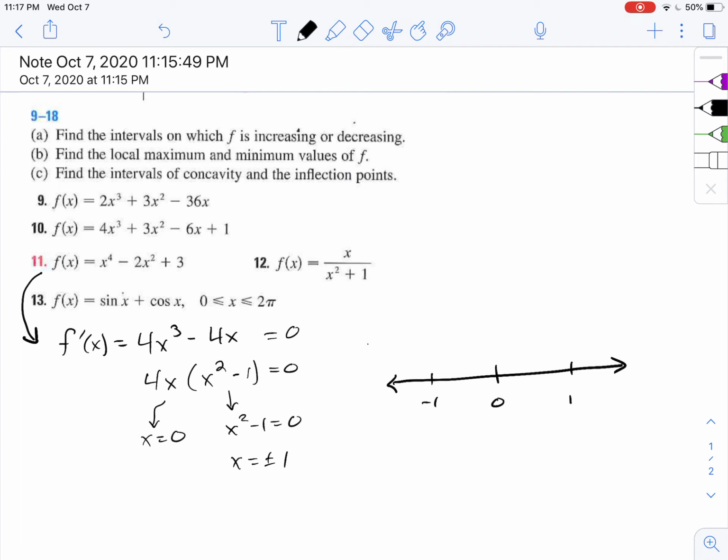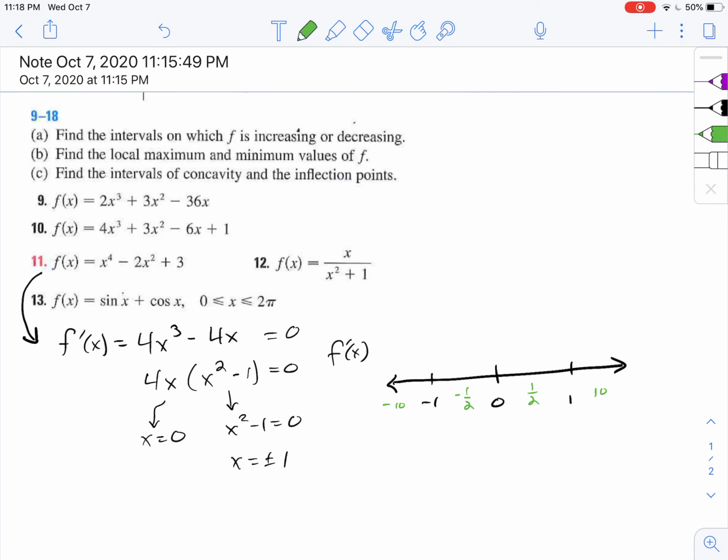And let's see, f prime. Now I need to pick a test point in each of these places. I'll pick 1/2 and negative 1/2 in these two intervals. In this interval over here, I could pick 2, but I'm going to pick 10 because I think it'll be easier to plug in. And back here, I could pick negative 2, but I'm going to pick negative 10. So let's do this.